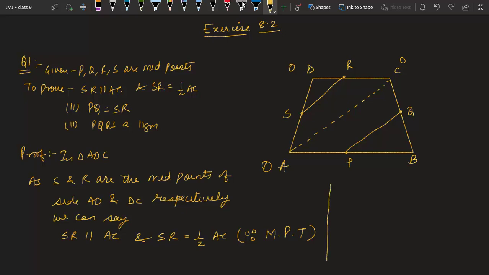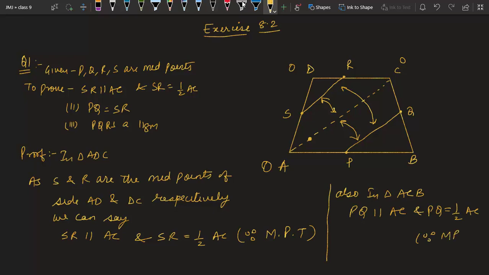Now see the second part. We have to prove PQ equal to SR. If you observe this SR and AC, we have got a relation between these two. We cannot find a relation directly between SR and PQ right now. But what if we find a relation between PQ and AC again? In that case, AC will become a connecting link between these two things. So we can say also in triangle ACB, same thing, PQ is parallel to AC and PQ is equal to half of AC. Same reason, because of the midpoint theorem.